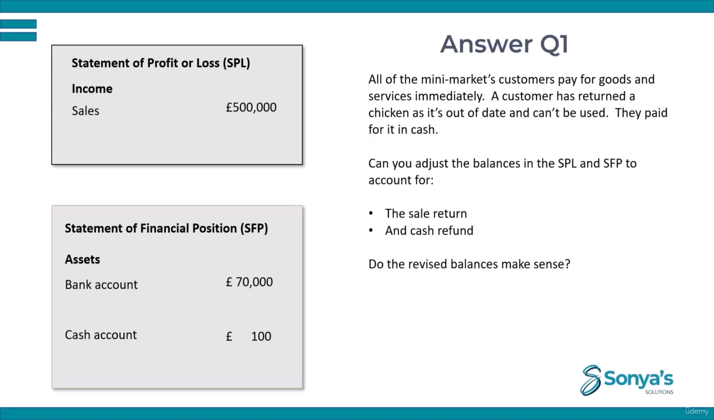The business has recorded that it sold £500,000 worth of goods so far. This needs to be reduced by £5 for the item that has been returned. The business is holding £100 cash. The customer is refunded using the method in which they paid. The cash balance will reduce to £95. Later in your studies, you'll learn that these little transactions are actually grouped together and recorded in bulk, usually at the end of the day, rather than a chicken at a time.